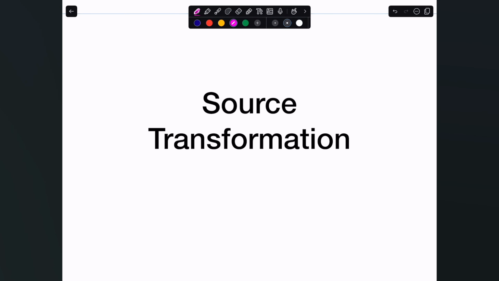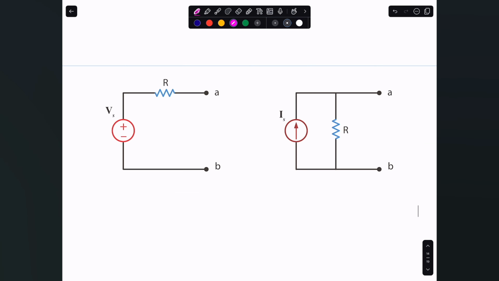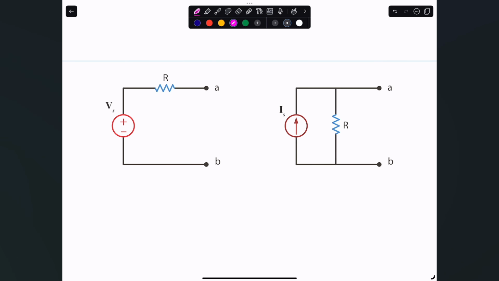Source transformation is yet another circuit analysis tool that is simple and very useful in certain situations. So let me cover it. Source transformation simply tells me that these two circuits that we saw are equivalent. So what are these two circuits?